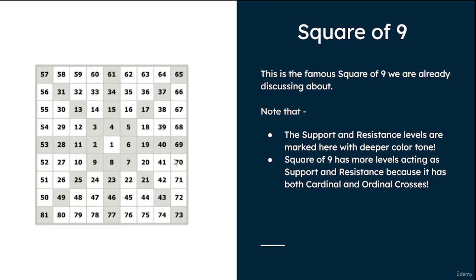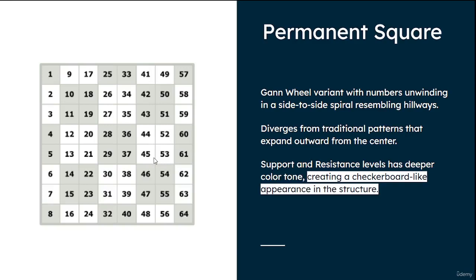The famous Gann square of 9 we already discussed. The support and resistance are also marked in a different color tone. So the different color tone you can see here, that is the support and resistance or pivot points. The square of 9 has more levels acting like support and resistance because it has both the cardinal and ordinal crosses.